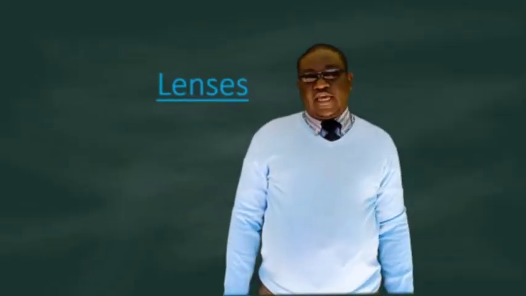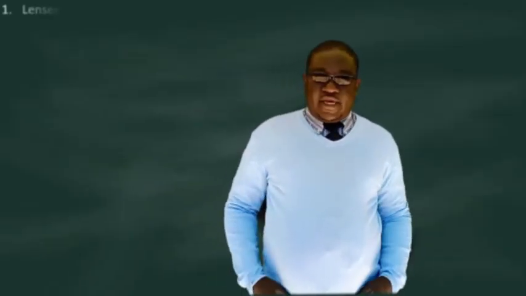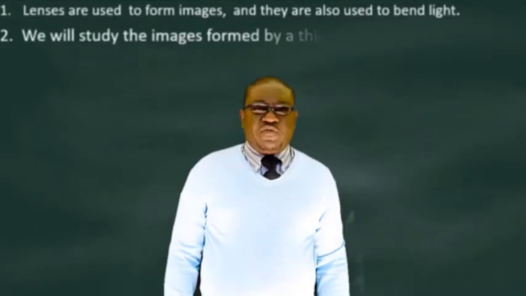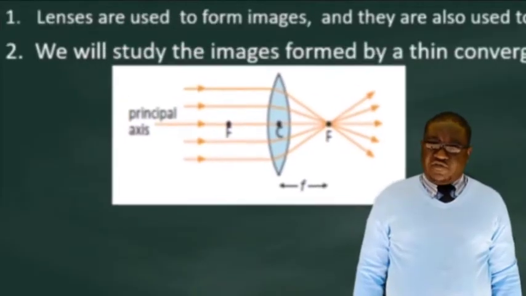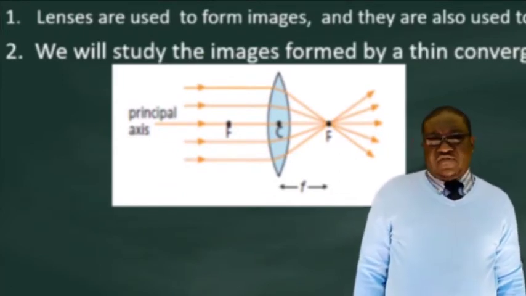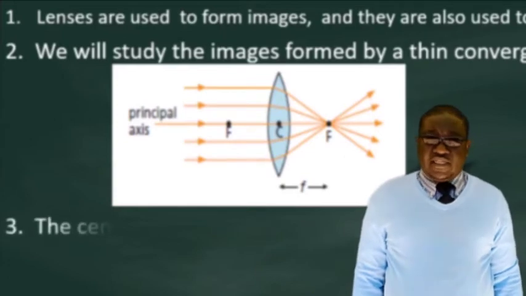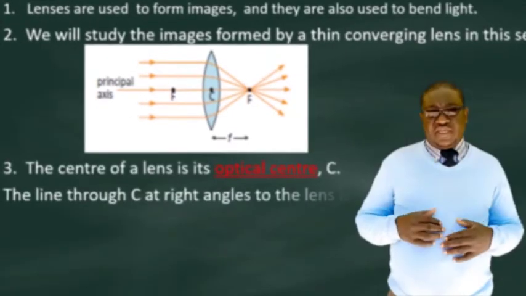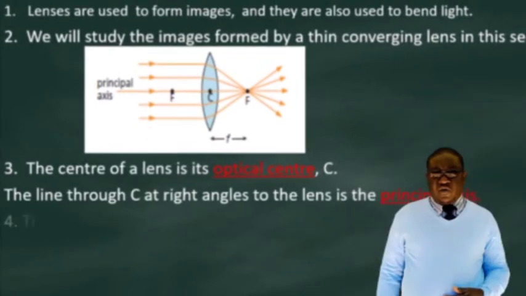Lenses. Lenses are used to form images, and they are also used to bend light. So we're going to study images that are formed. The structure of a convex lens is shown in the diagram. Right in the center of the lens, we do have the optical center. At the side of the optical center, we do have the principal focus, which is the focal point.